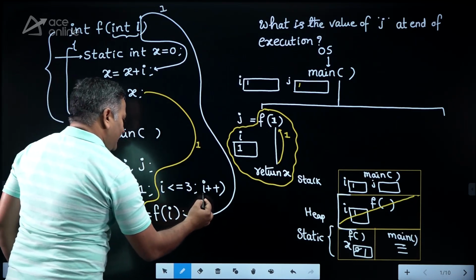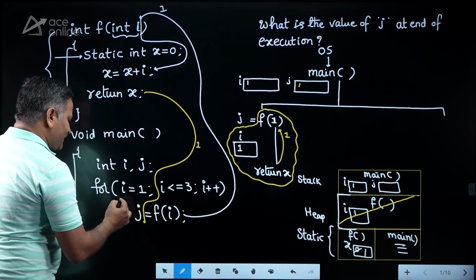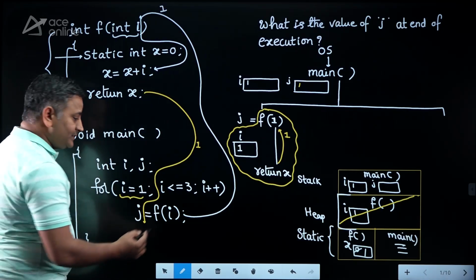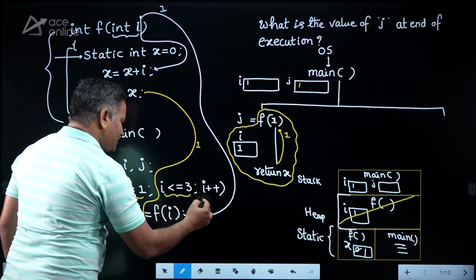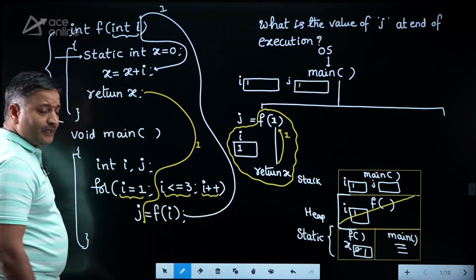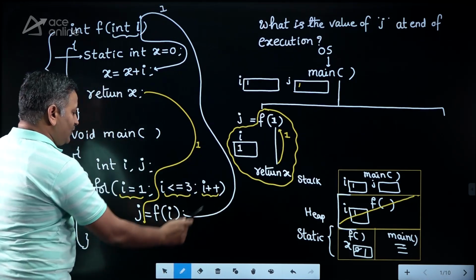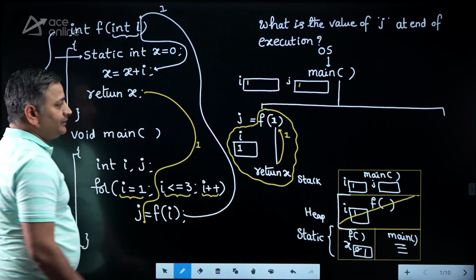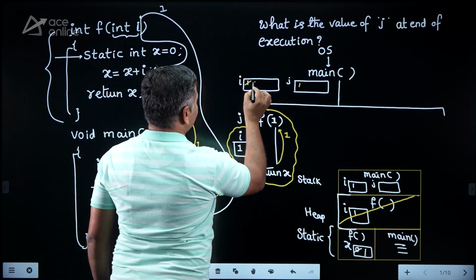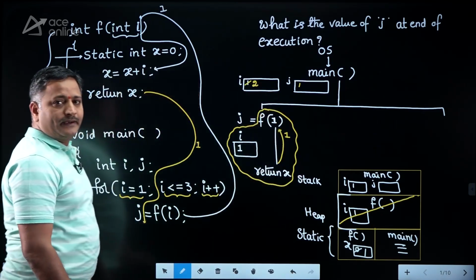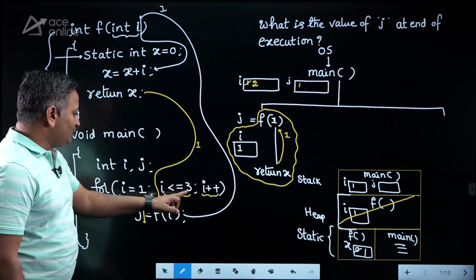Afterwards, we take the next step. It is a for loop condition, right? For a for loop, the first step is initialization, the second step is testing the condition, and the third step is incrementing the value of i. Next, I want to increment the value of i. The value of i will be incremented in the main function. Therefore, in the main function, i plus plus means it becomes 2. Right, friends? Okay. Now, again check the condition: 2 less than or equal to 3.